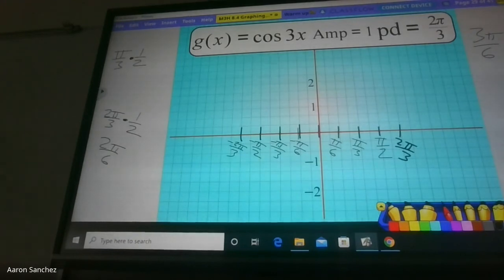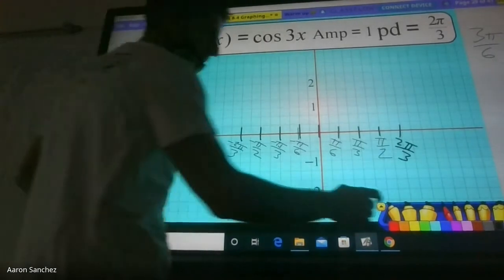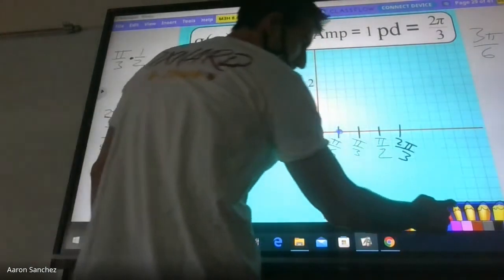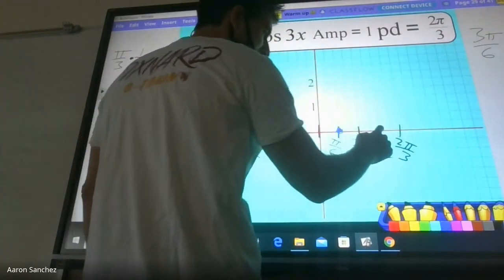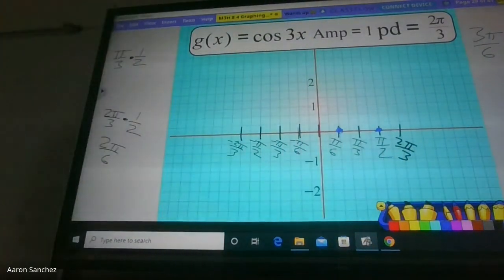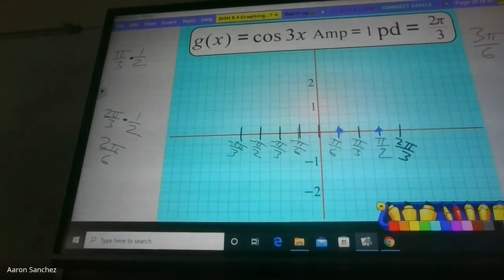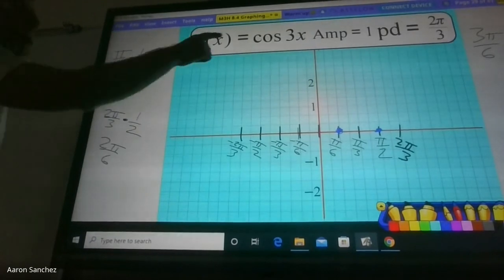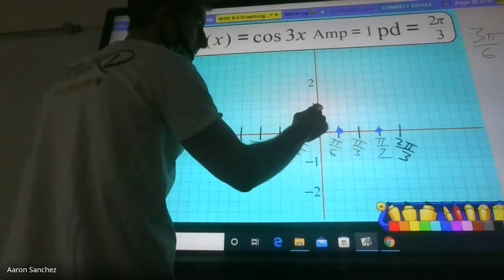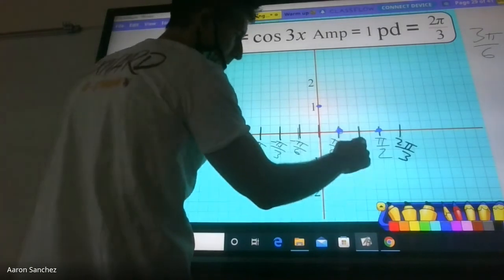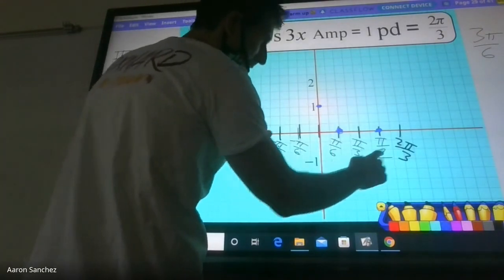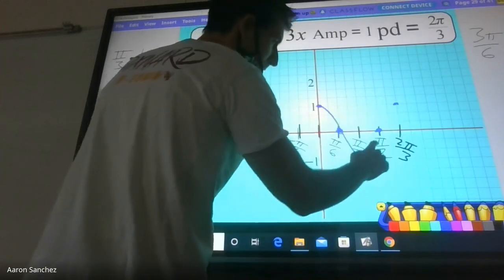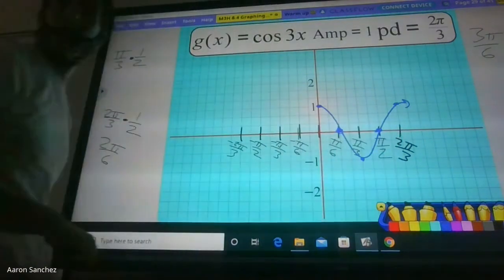Okay, you guys ready? You guys graph it? Let's do my zeros. There's 2 zeros. You guys put them there. Pi over 6, pi over 2. Amplitude of 1, right? So go up 1, down to negative 1, and above to positive 1.